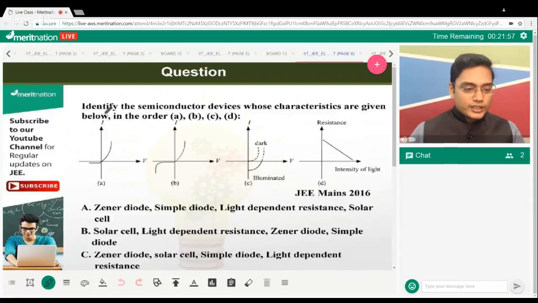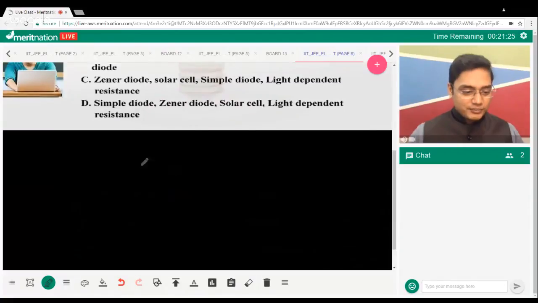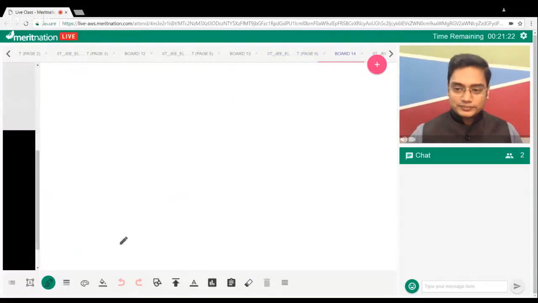Okay. So guys, tell me what about this question? Which one is the correct option? Identify the semiconductor device whose characteristics are given below. Okay, Umakant is saying A, B. Sonakshi is saying B and Meghna A. Okay, whatever we are thinking, we are okay. So guys, now I'm just explaining this thing. Try to feel this thing.